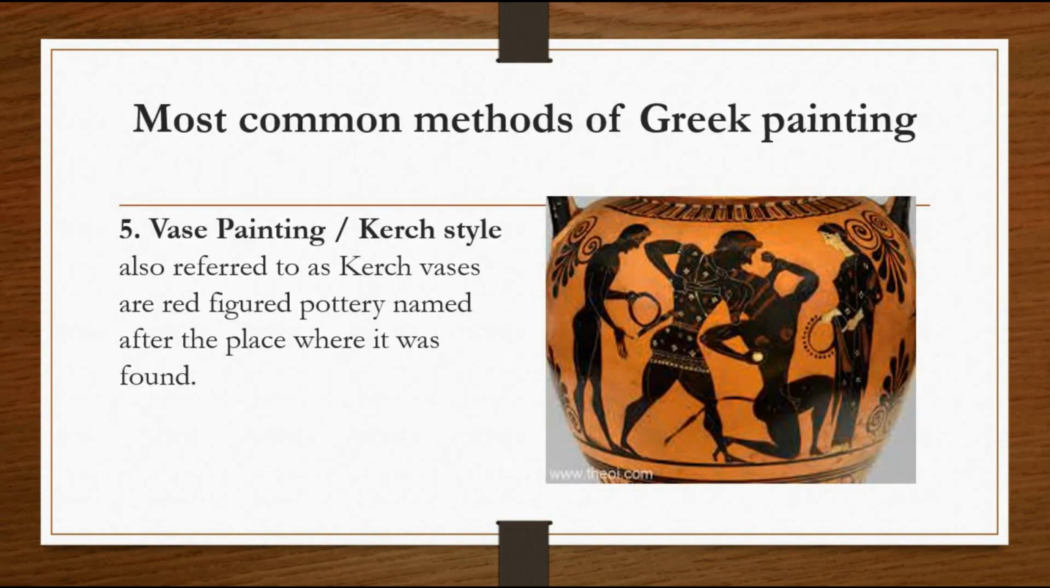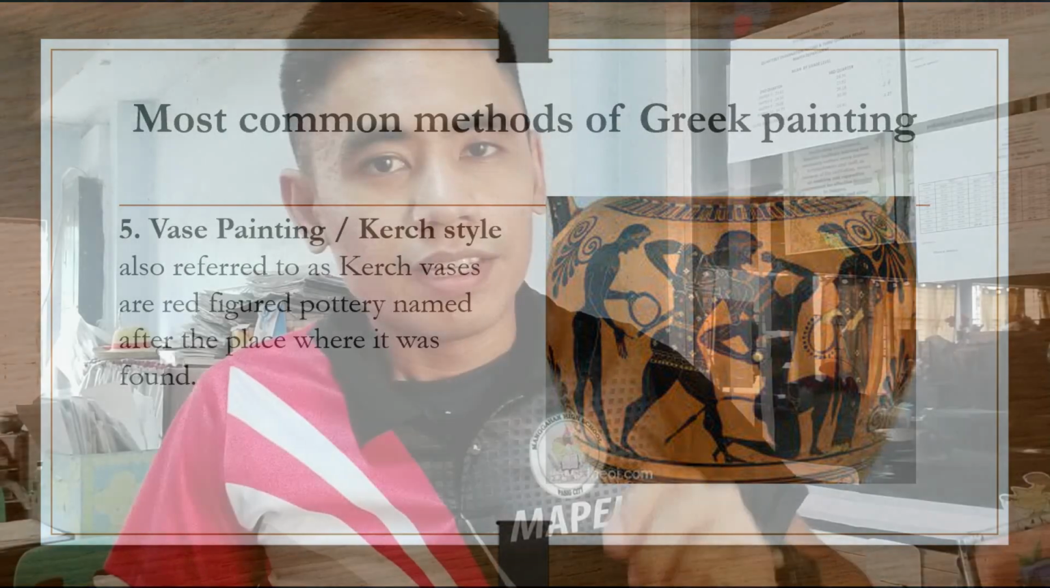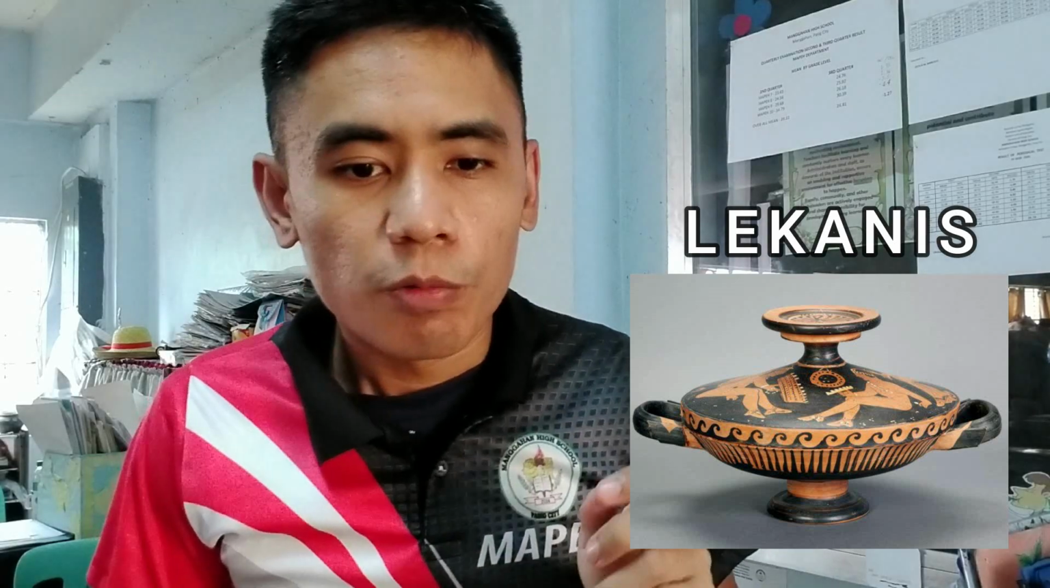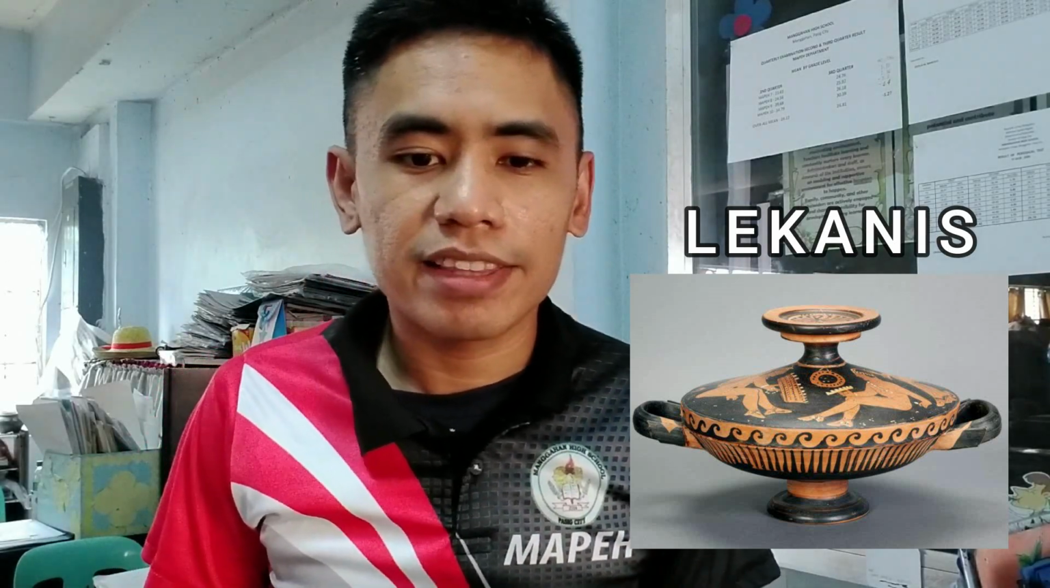We have number 5, vase painting or church style. Also referred to as church vases, are red-figured pottery named after the place where it was found. In vase painting, shapes commonly found are, may mga pangalan to, bawat vase. So one is the pelike, this is the wine container. We have the lekanis, this is a low bowl with 2 horizontal handles and a low broad foot.